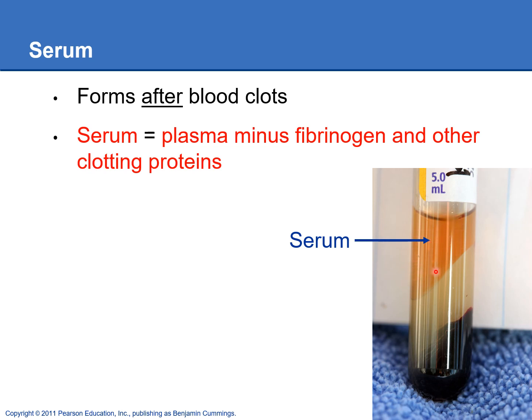Okay, so down here we've got all the red blood cells, white blood cells, platelets, the fibrinogen and clotting factors that have all formed the clot down there. And then the serum would be the plasma minus the fibrinogen and the other clotting proteins. And so we would send the serum off to the lab to run tests on the patient, maybe checking for their liver function or kidney function. There's a bunch of tests we can run on the serum.